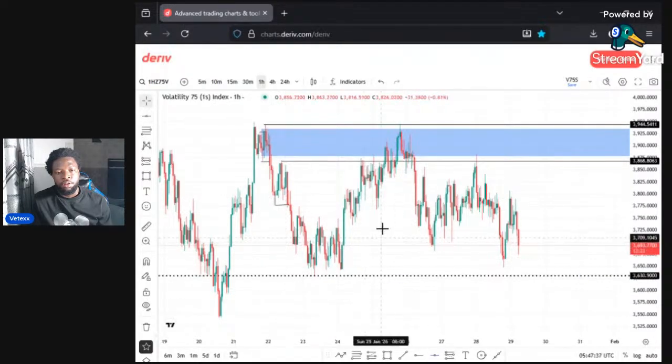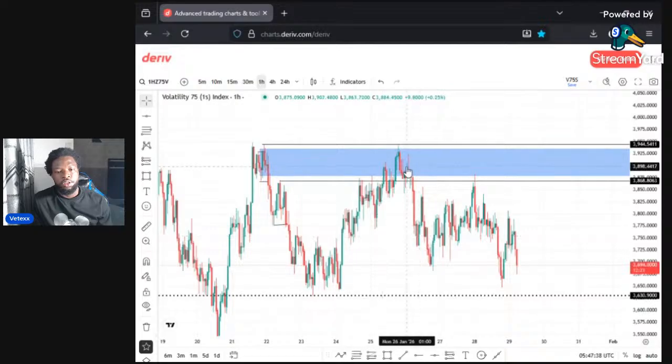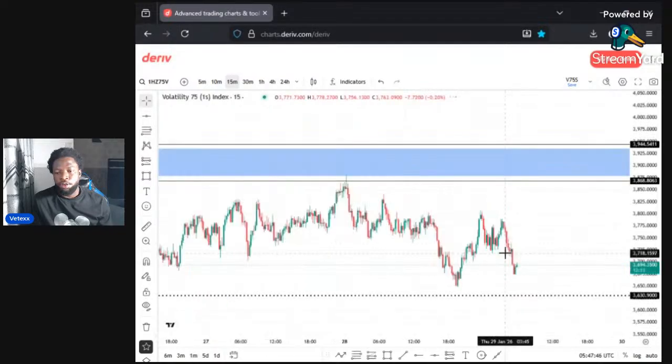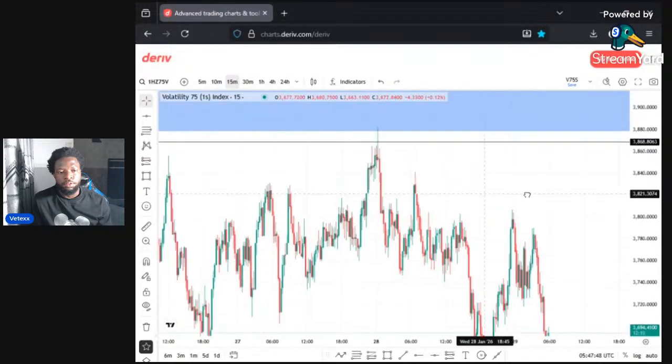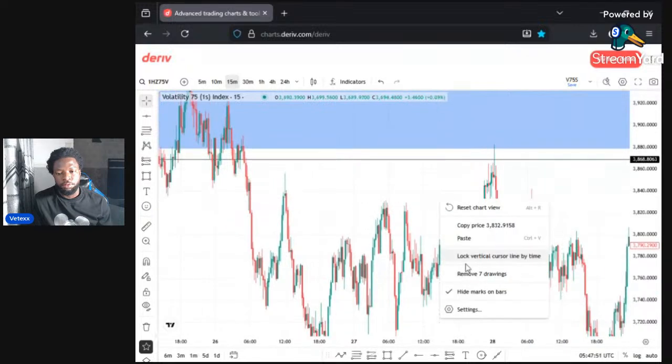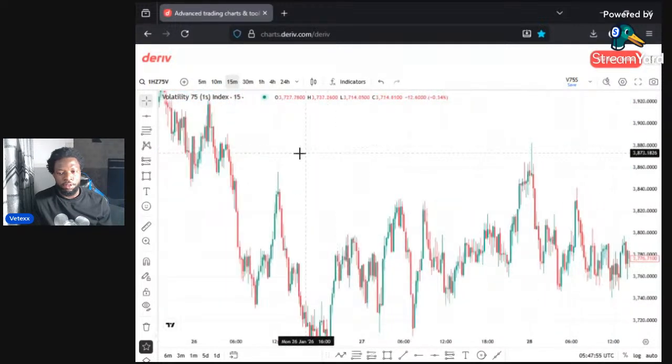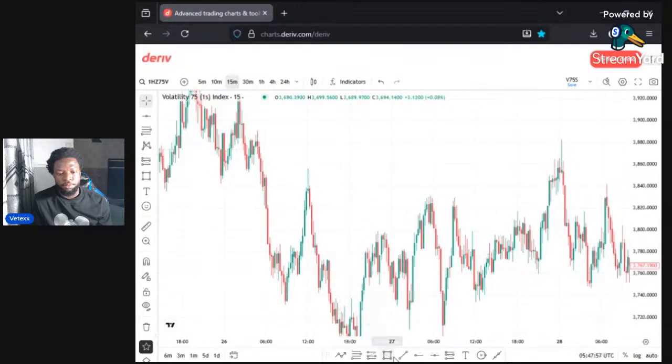Once price reacts here, the next thing for you to do is go to the 15 minutes time frame. Let me show you something real quick. Okay, now look at this. After price is selling, we go to the 15 minutes time frame. Can you see? We have this. We have a sweep of liquidity here.